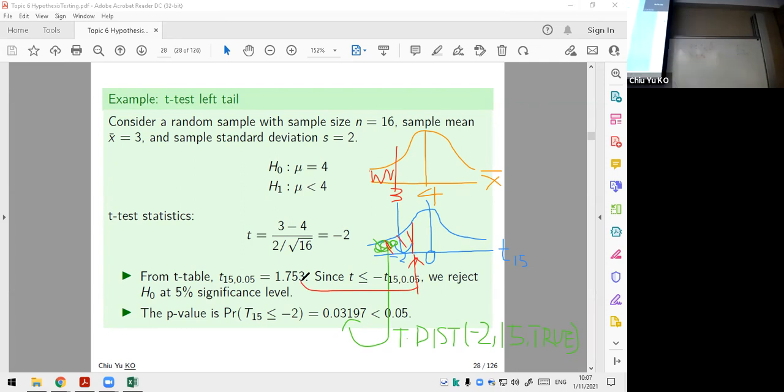5%, but it's negative, right? It's on this side, you flip it, okay? It's negative 1.735. Or you can do the Excel input, right? Because the left-hand side is 5%, you can just do T.INV, 0.05 and 15. Okay, maybe I show it to you for this one.